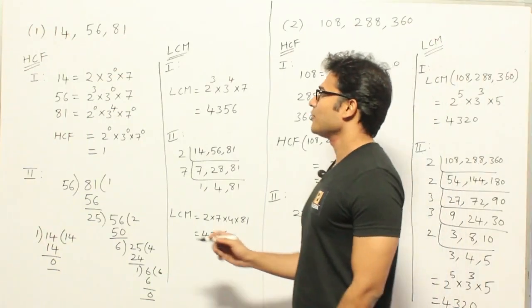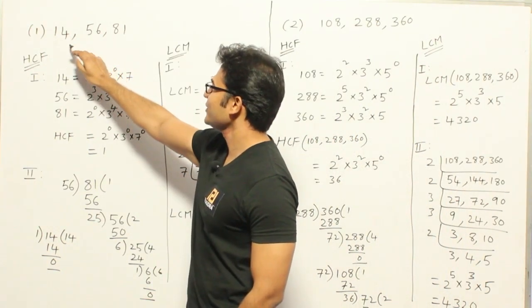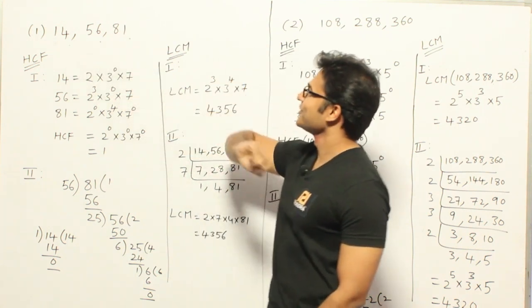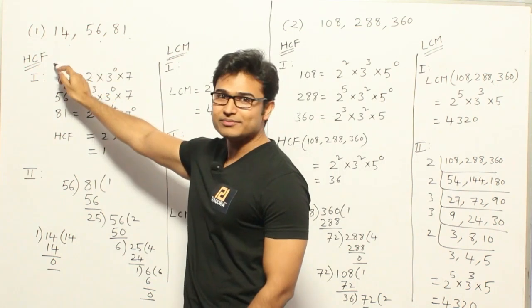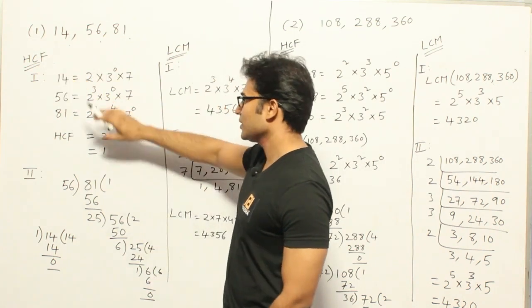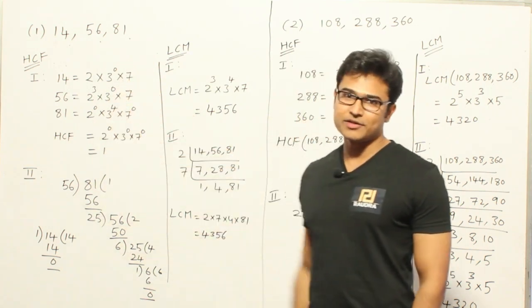Now let's see the LCM of these three numbers. Okay, HCF and LCM of these three numbers. One is 14, 56, 81. Now, in order to find out the HCF, I am using both of them, HCF and LCM. I am first using the prime factorization method.